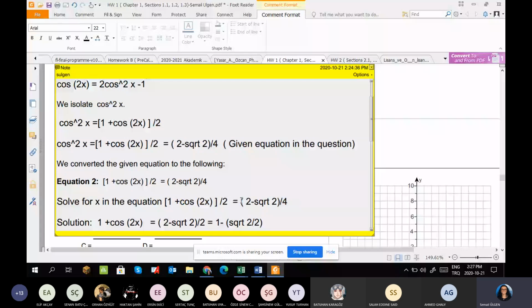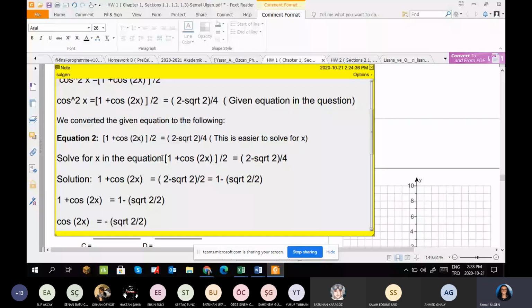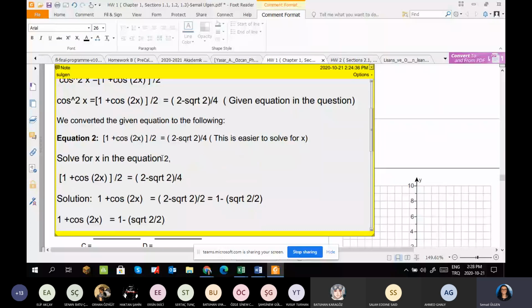Okay, this is easier to solve. That's why I did that. Okay, easier to solve. And I'm going to solve for x in equation 2, namely this equation.